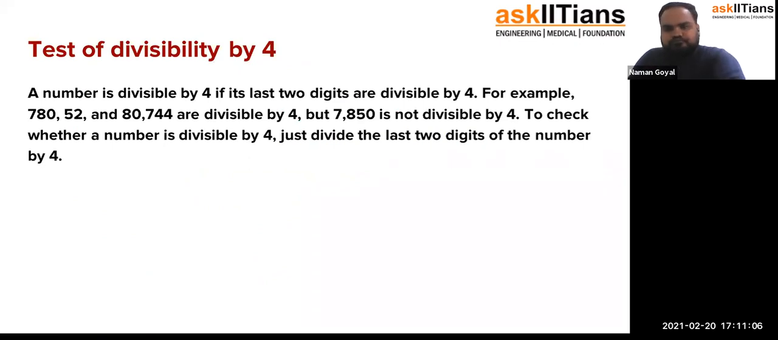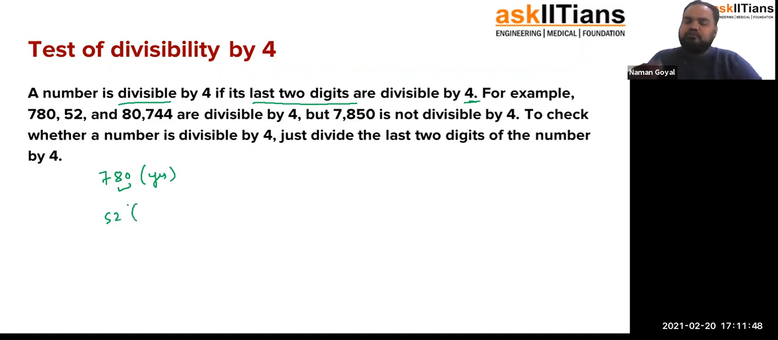Okay, now 4. For 4, the last two digits must be divisible by 4. Simple as that. If you want to check whether a number is divisible by 4 or not, you have to check the last two digits of the number. If the last two digits are divisible by 4, then the whole number is divisible by 4. For example, if we have 780, the last two digits are 80, and we know that 80 is divisible by 4, right? So yes, it is divisible by 4.